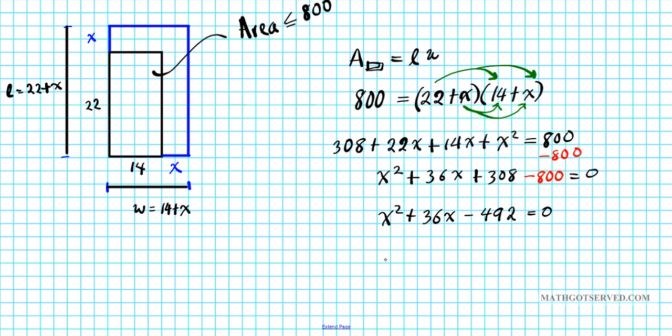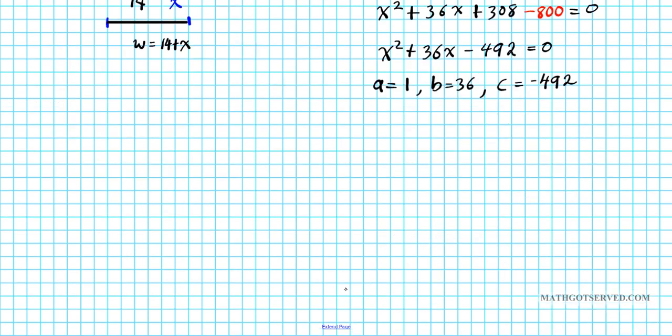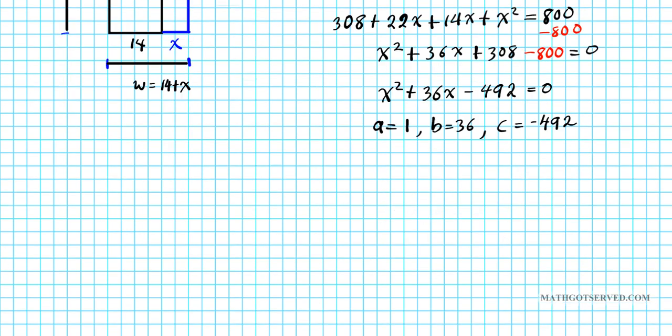All right, so we're going to solve this using the quadratic formula. A is 1, the coefficient of x squared, B is 36, and C is negative 492. So plug all this into the quadratic formula. What is the quadratic formula? Let's write it down. X equals negative b plus or minus the square root of b squared minus 4ac divided by 2a. Okay? In this problem, we are asked to give a whole number solution.